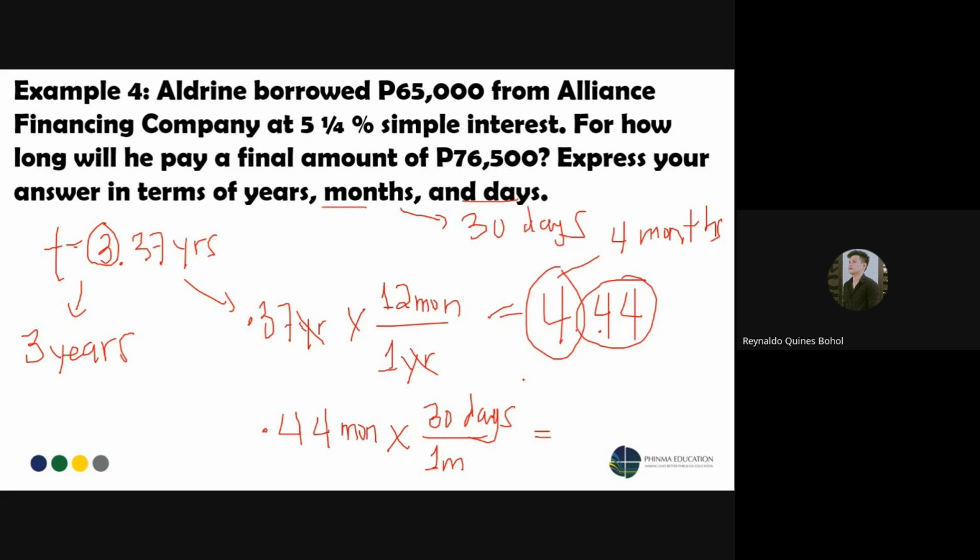Okay, Elmer De Los Santos got the correct answer. 13.2, but get the whole number. So 13.2, so 13 days. Okay, meaning to say, the answer is 3 years, 4 months, and 13 days. Kasi yung 0.2 hours na yan.